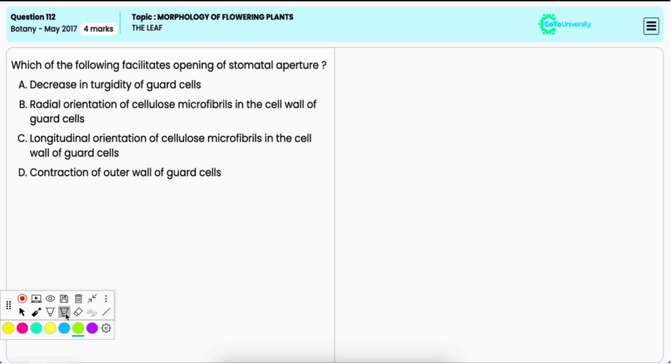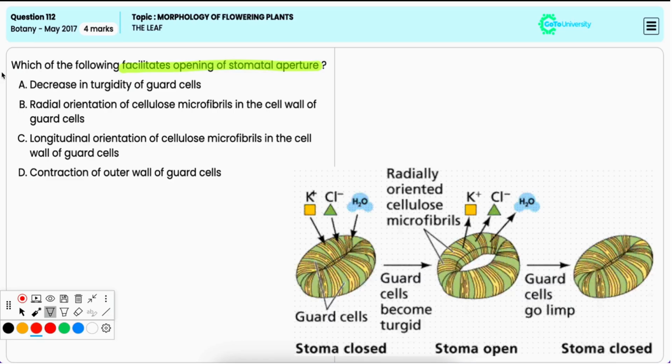In this question, you have to identify what facilitates the opening of stomatal aperture. Option A, decrease in turgidity of guard cells. Now, a decrease in turgidity of guard cells causes the guard cells to collapse, leading to the closure of the stomata and not its opening. Hence, it is incorrect.